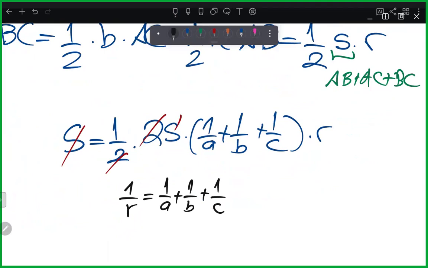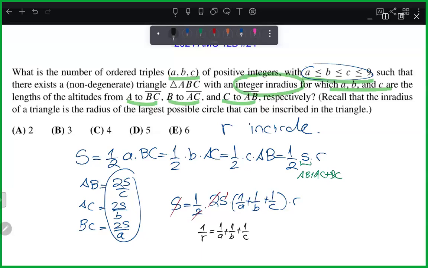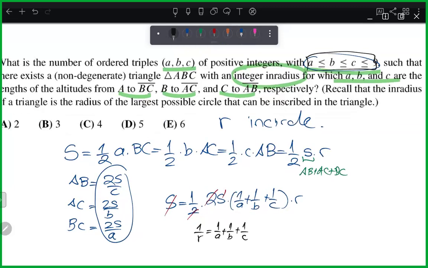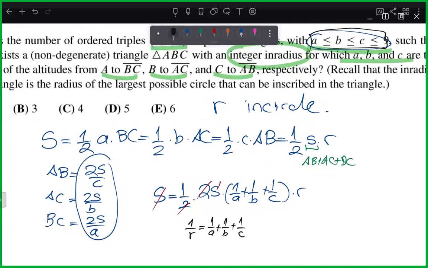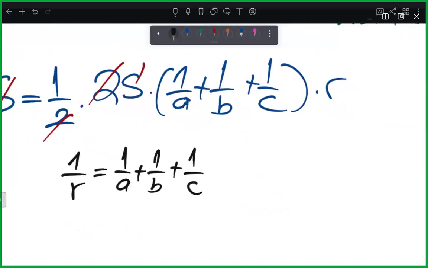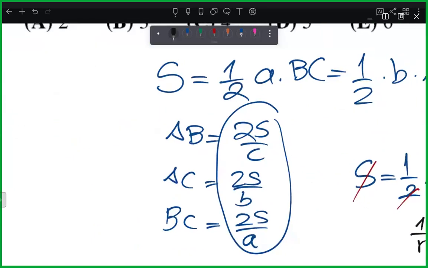Okay, and we want to find the solutions for which A, B, C satisfy this equation. But we can also use something. So we're going to do casework, but in order to reduce the cases, we're going to make some observations about R and the numbers A, B, C. Okay, first of all, observe that from the triangle inequality, we obtain something.